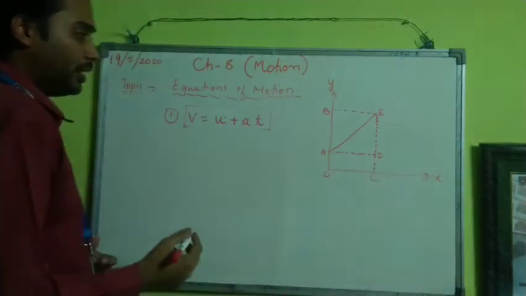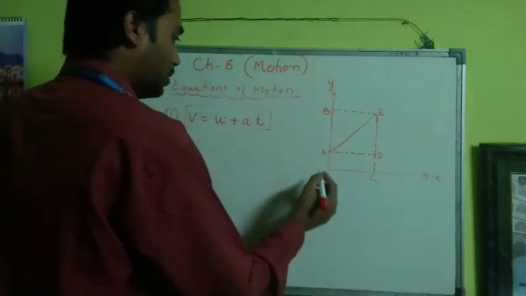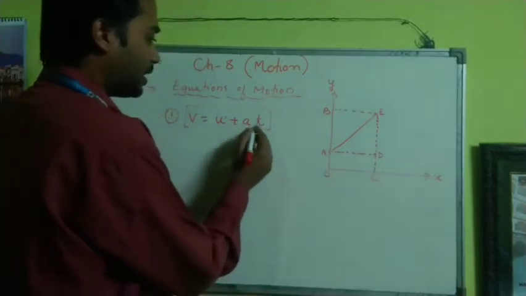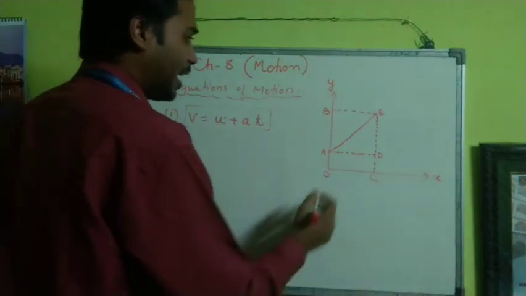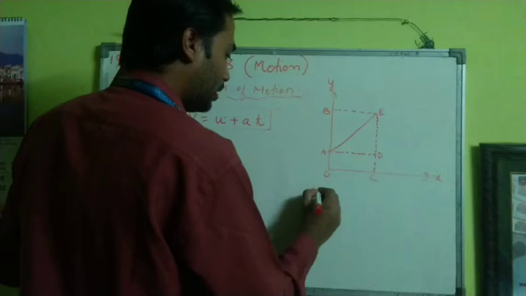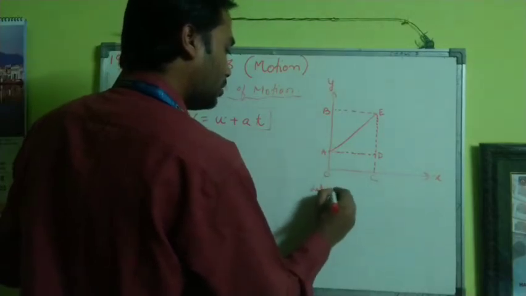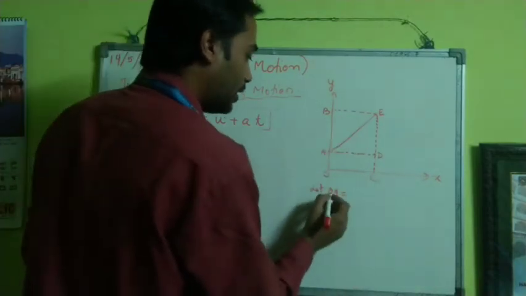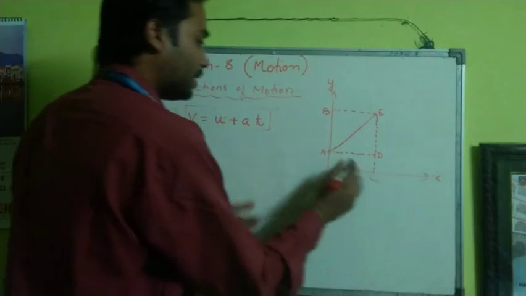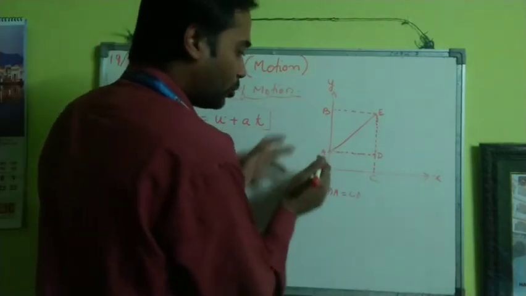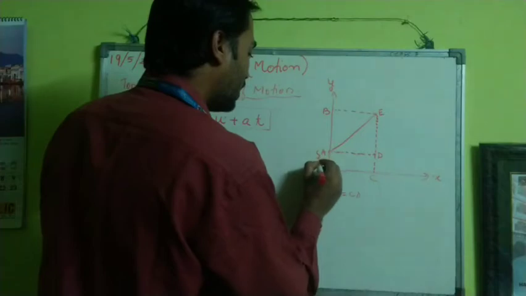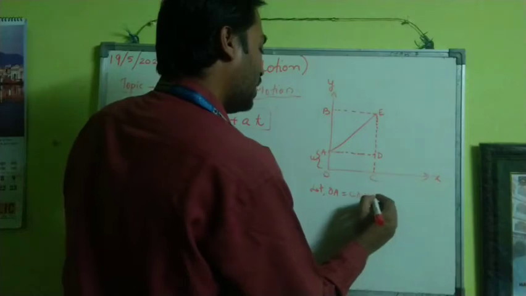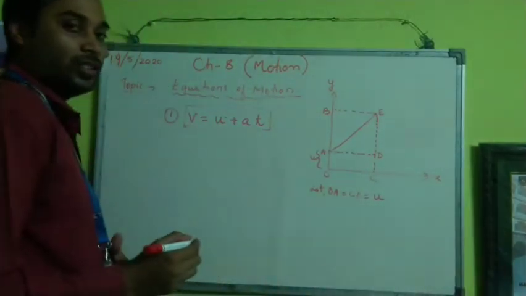Now let us write down few of the quantities such as initial velocity, acceleration, final velocity, and time. So here let OA be equal to CD. Now OA and CD will be same, and let us consider this point is the initial point. So from O to A we can consider it as initial velocity. So OA equal to CD can be written as u, that is initial velocity.